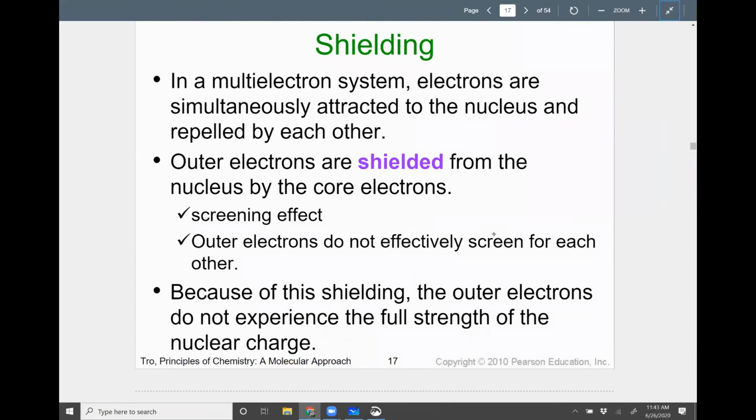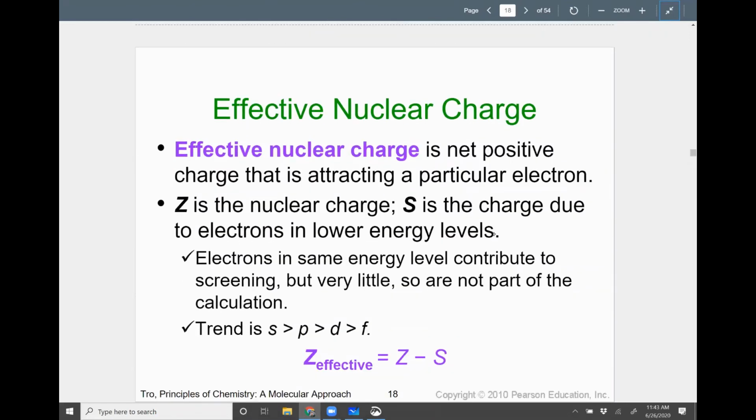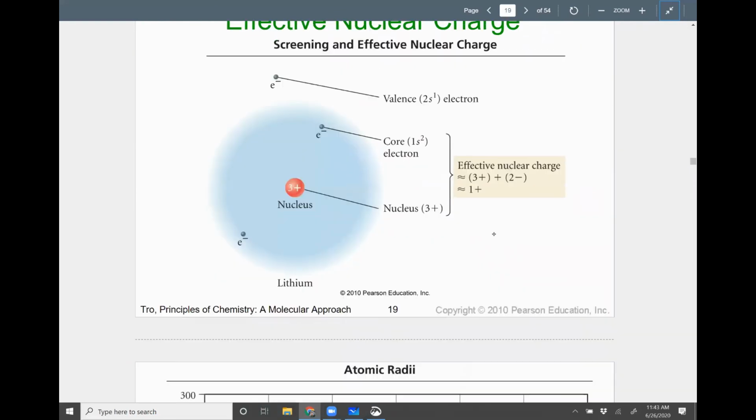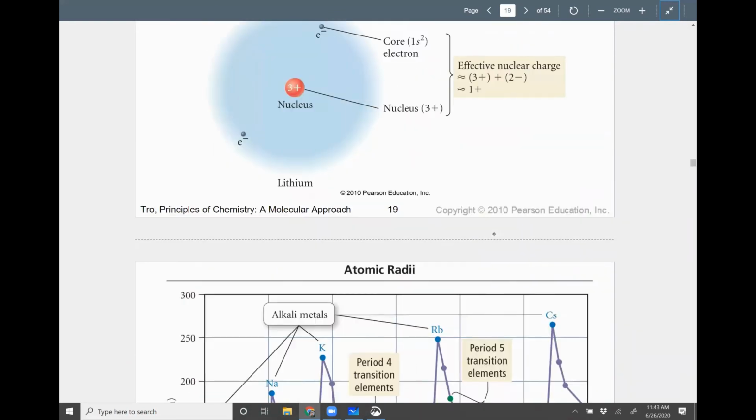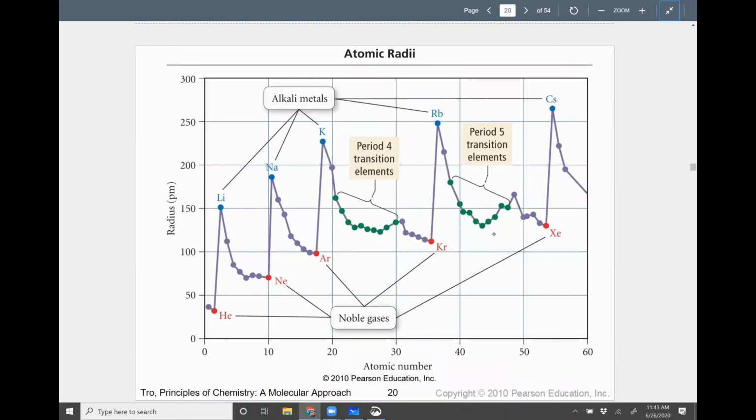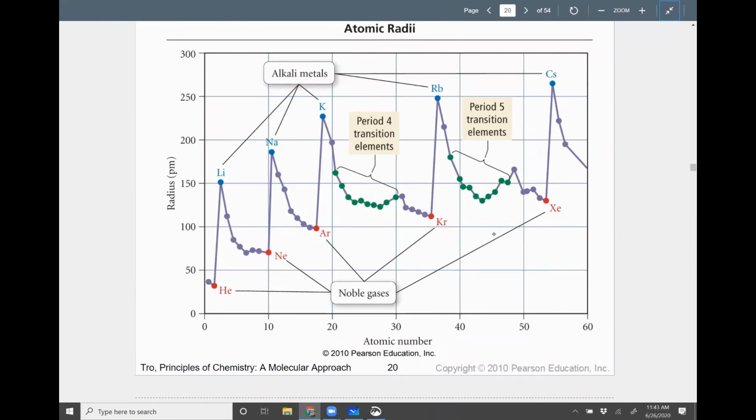This is caused by electron shielding, which we'll talk about in a second. Effective nuclear charge, same idea. This is just kind of getting into it. So here's another way to look at atomic radii. It's just a graph of it.